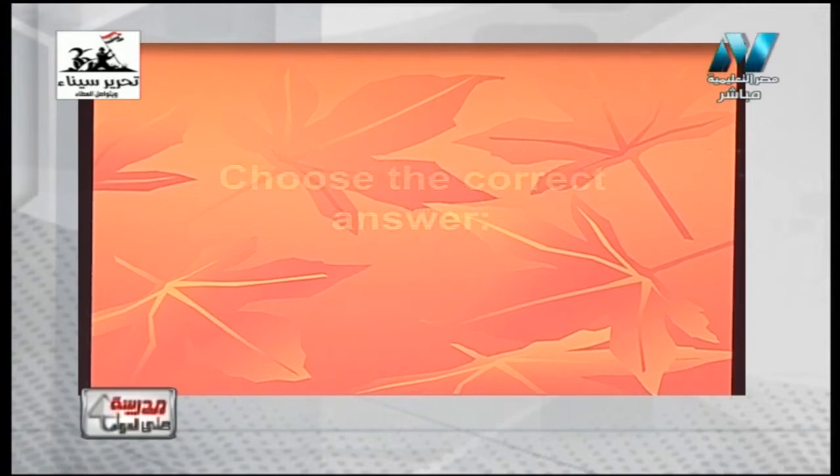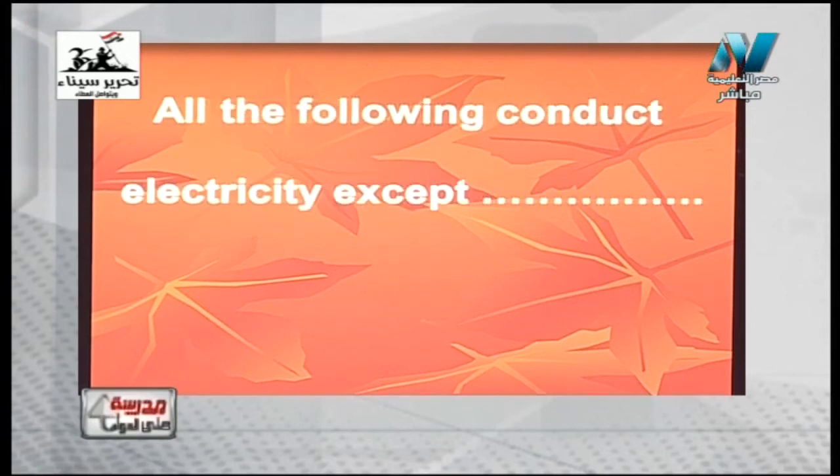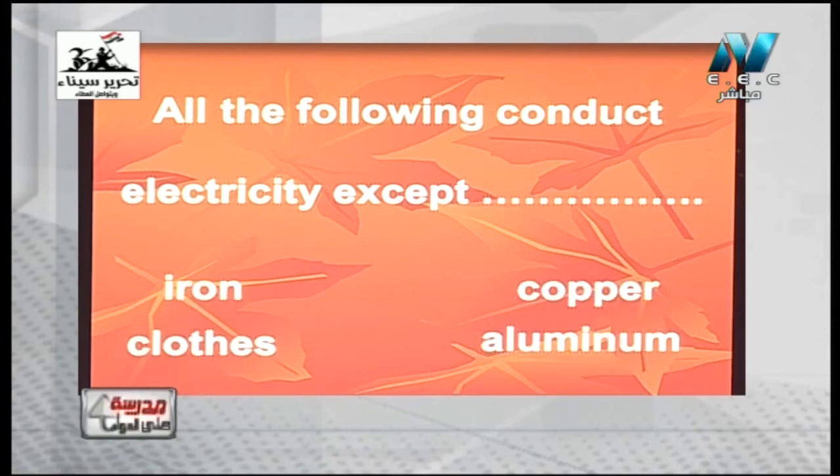Number one says that all the following conduct electricity except iron, copper, cloth, aluminium. All the following are conductors except. Surely cloth is an insulator or a bad conductor of electricity.